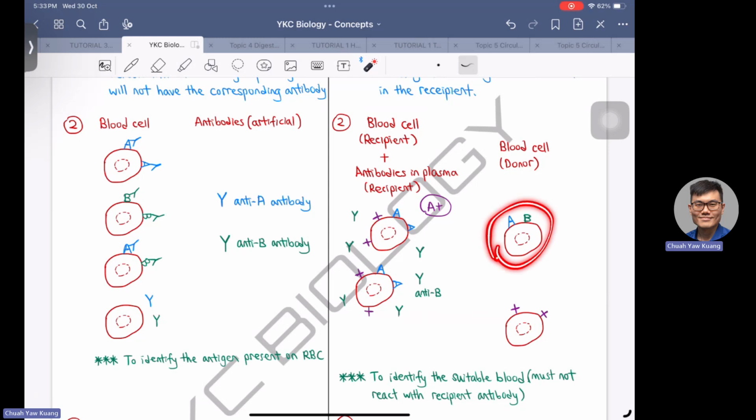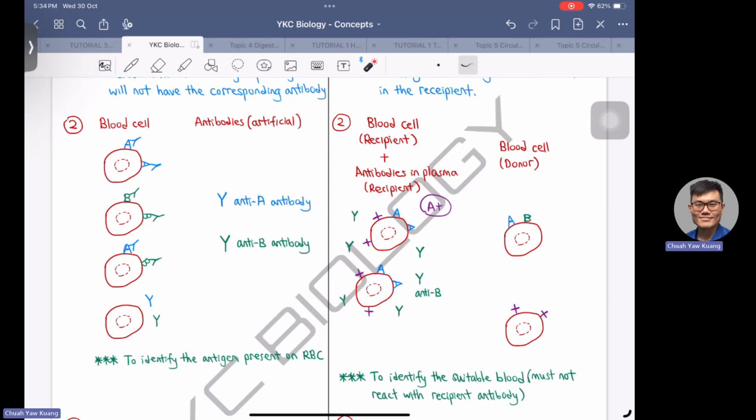So when we mix the AB negative blood cell with the plasma of the recipient, the A antigen has no problem, because the recipient also has the A antigen, so they won't produce the anti-A antibody. But this blood cell has a B antigen. The B antigen is going to react with the anti-B antibody, because B is absent on the red blood cell of the recipient. So they will produce this anti-B antibody.